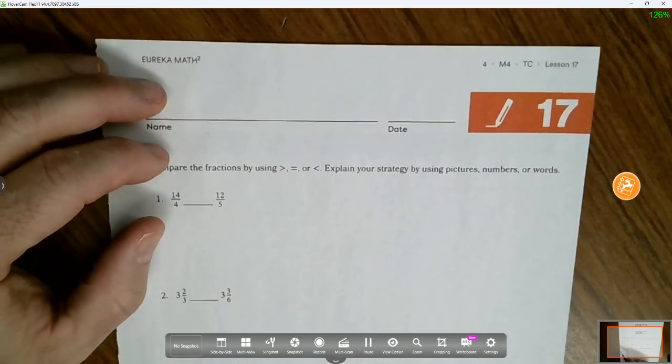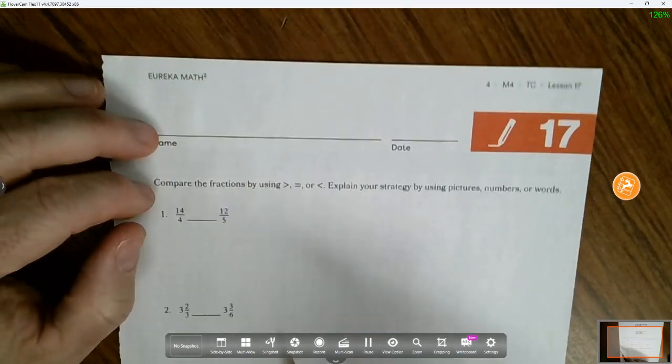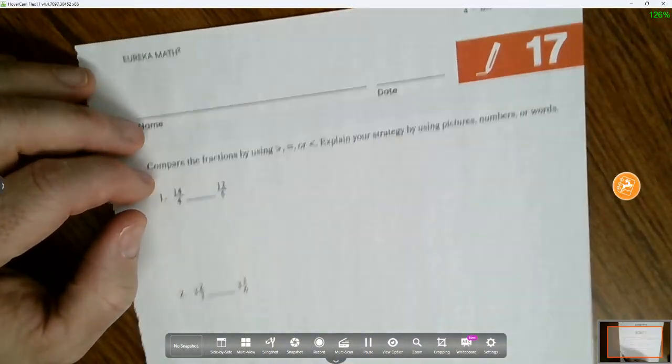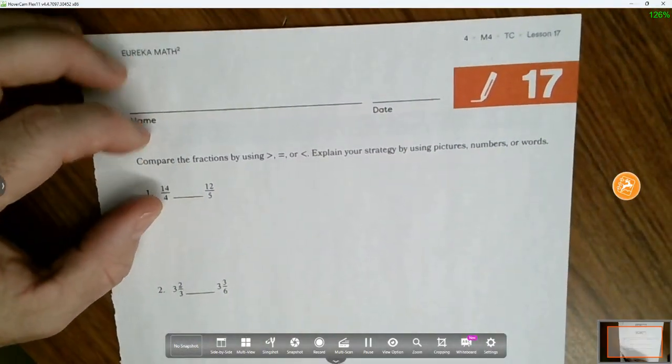All right, we're back for lesson 17 in Eureka Math Squared, fourth grade, module 4. We're on pages 103 and 104 today. Let's get this one done.